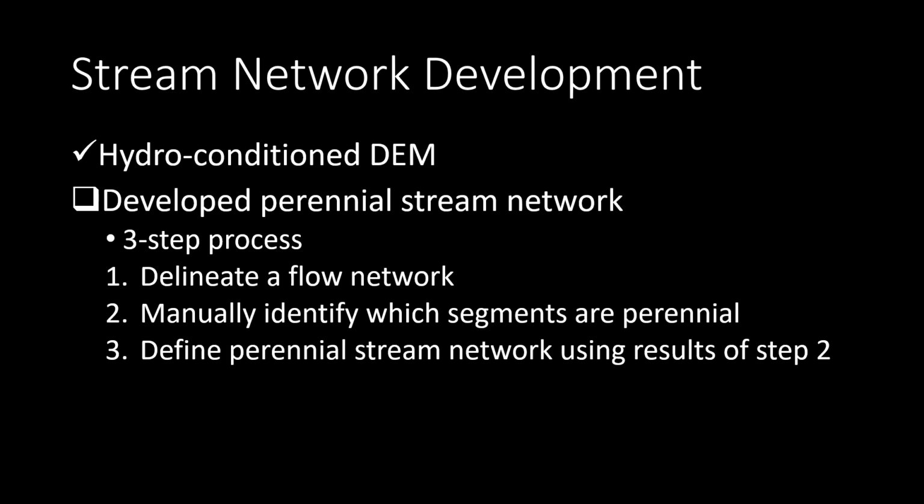First, we delineate a flow network. Second, we'll go in and manually identify which segments are perennial or at least of interest. And then third, we'll define that perennial stream network using the results of step 2. Area threshold is an easily understood method where the user gets to specify a certain threshold, which makes it repeatable, meaning that no matter what watershed we use it in, we can always specify the same threshold if we wish.